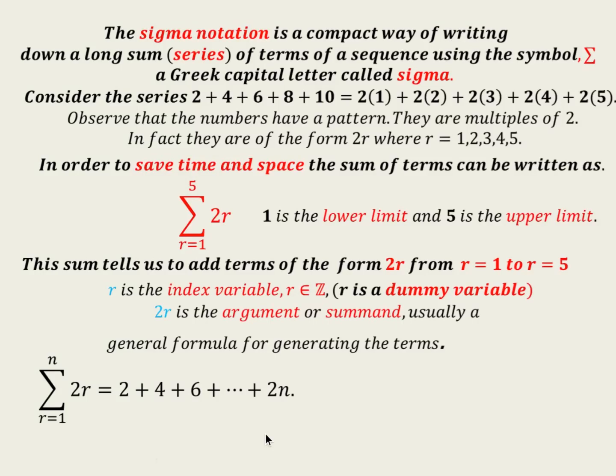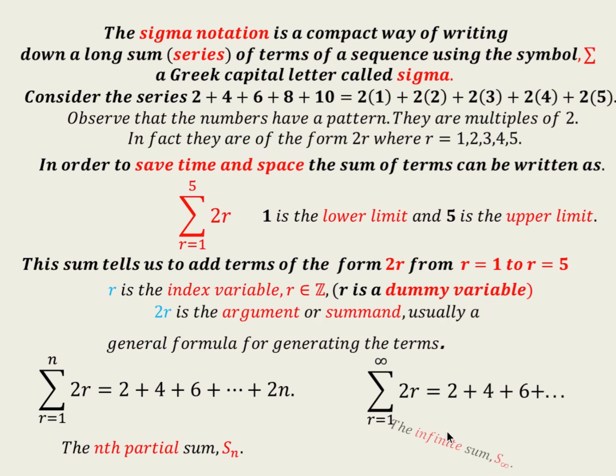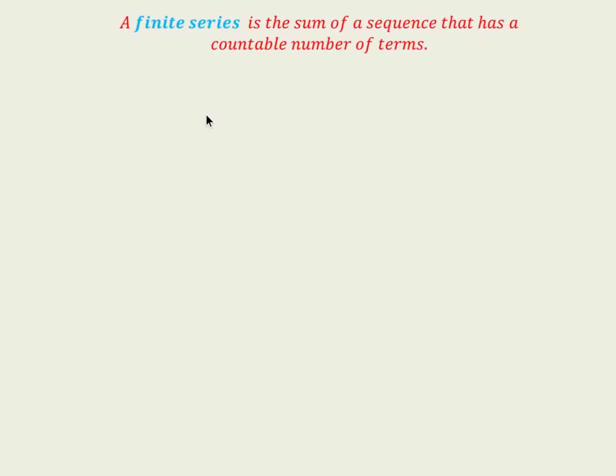And in this case, we are actually dealing with the nth partial sum, because this series could continue indefinitely. There are also situations where the series would be in such a way that we have summation from r equals 1 to infinity of 2r. In that case, we don't have any last term, and that simply means the series continues up to infinity. We'll be talking of the infinite sum, or the sum to infinity, and it will have a finite value if at all it converges.